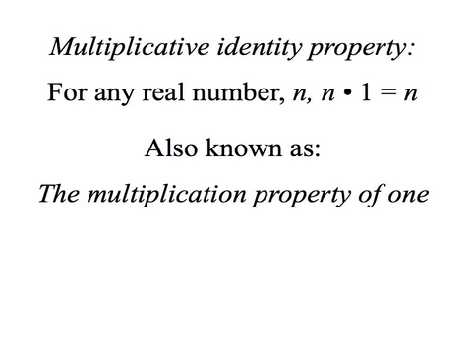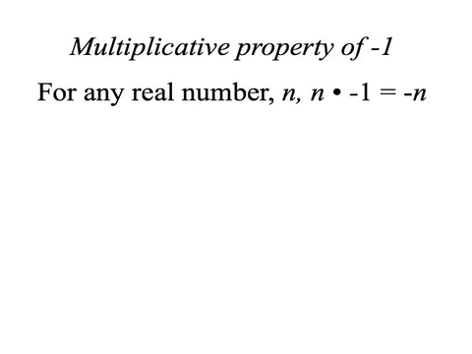The multiplicative identity property states that a number times 1 is equal to itself, and this is also known as the multiplication property of 1. Here's a new property, the multiplication property of negative 1. For any real number n, n times negative 1 is equal to the opposite of n. So if you want to find the opposite of a number, just multiply it by negative 1.